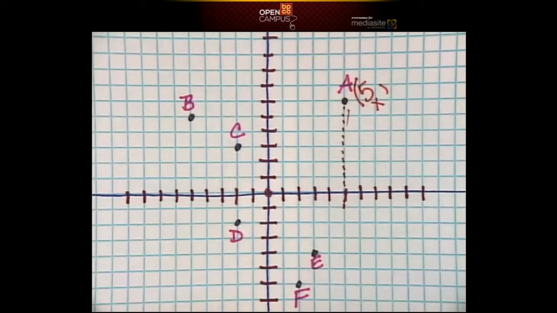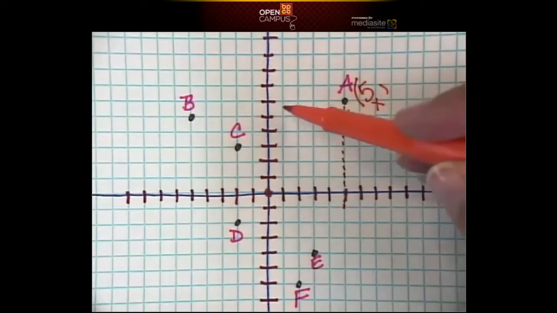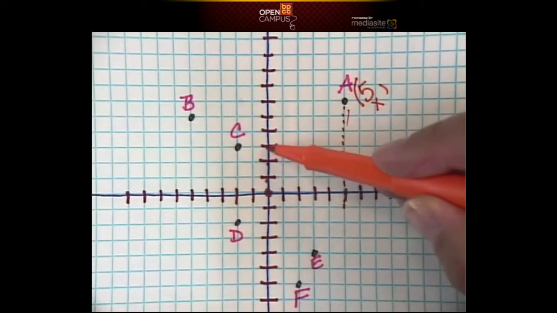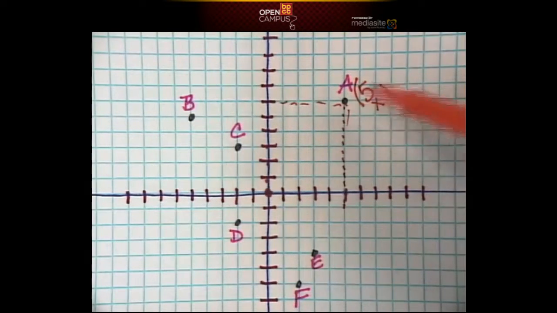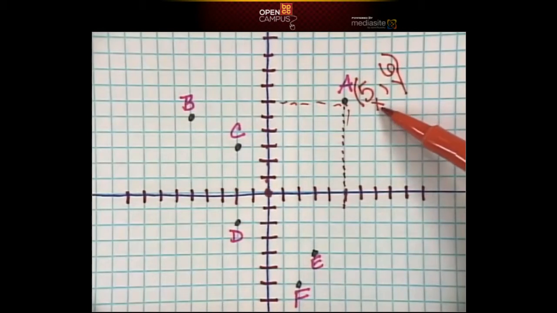Now let's do our y value. The y value is how far up or down it went. So let's look at that. So we count up 1, up 2, 3, 4, 5, 6. 6. That's our y value. So notice our ordered pair. Here's x first, here's y second. There's always a comma in the middle, and you always put parentheses on either end.